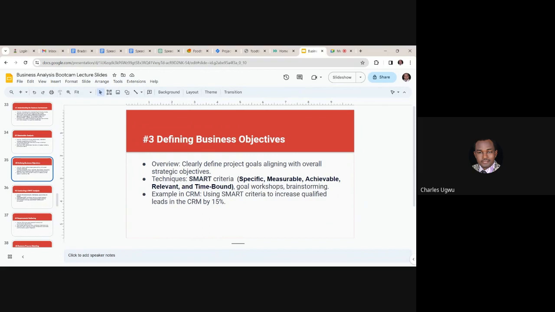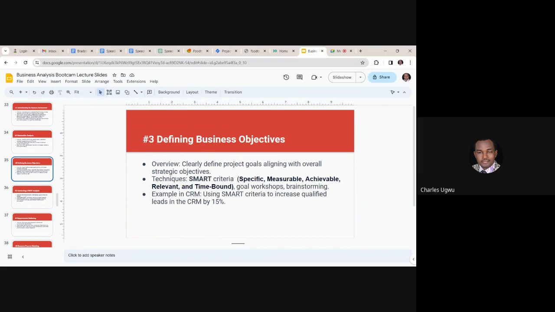So we have what we call goal workshop. We can have a workshop with the stakeholders to clearly define the goal of the project. We can equally have a brainstorming session where everybody will come up with how best to solve this project, and from there we can generate the objectives.